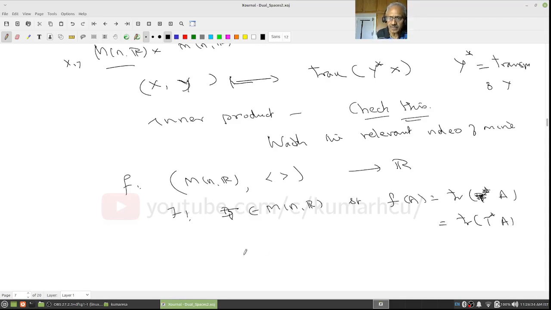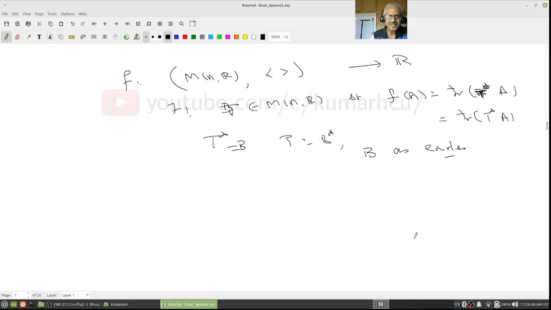Trace star of A. Therefore, my T star is B, or T star is B star, where B is as earlier. So I know there must be a matrix B, so I wanted to write down the matrix. Okay. All review, proceed.